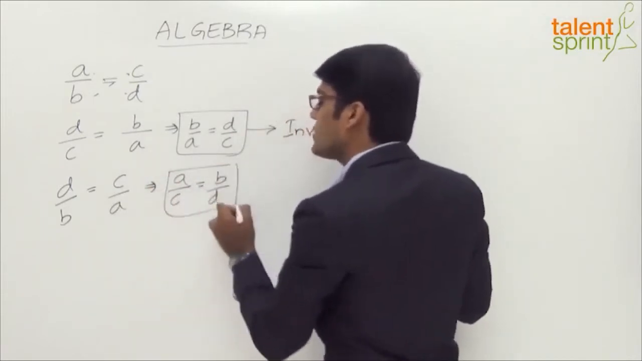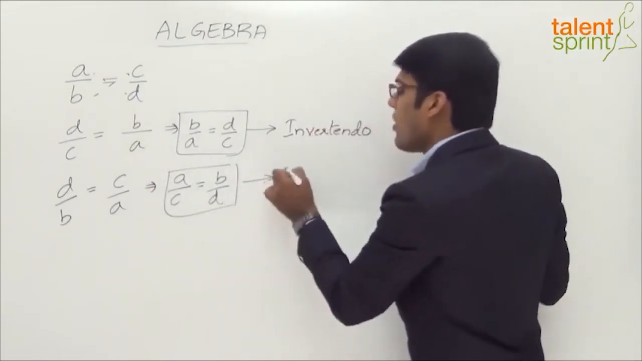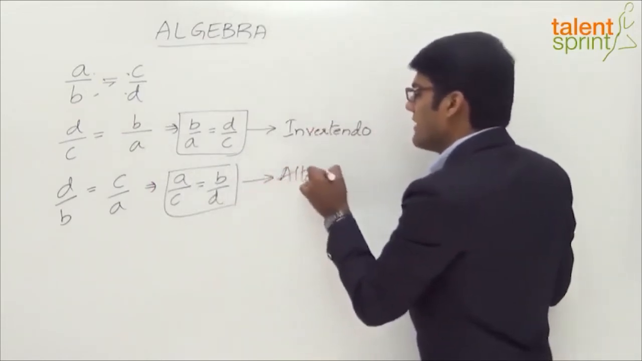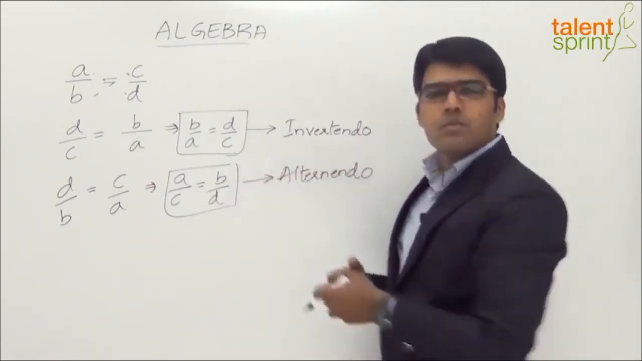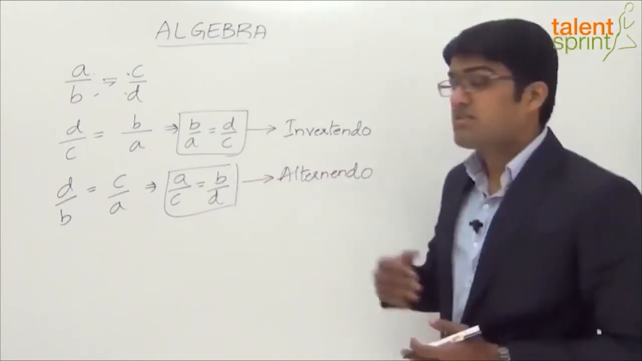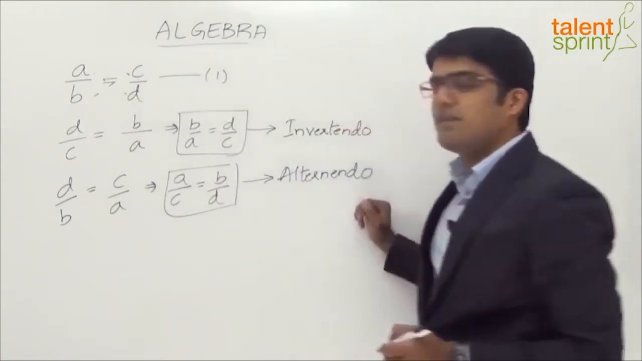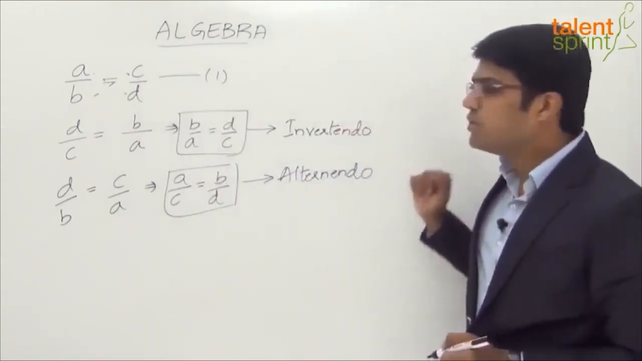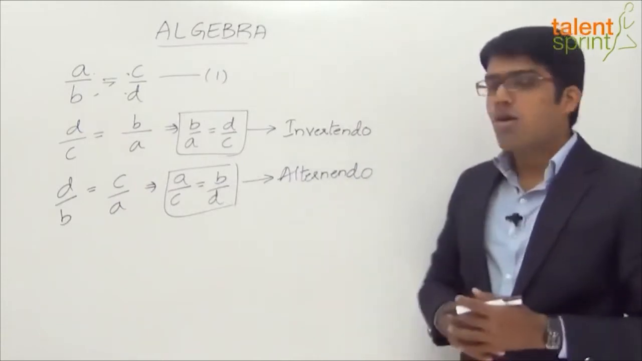What is this operation known as? A by C equals B by D. This is known as alternando, right? So basically we are alternating the numerators and denominators of the opposite fractions. So this is called alternando. As you see here, from the first equation, the basic equation, A by B equal to C by D, we have got two new relationships, right? One is called invertendo and the second one is called alternando.